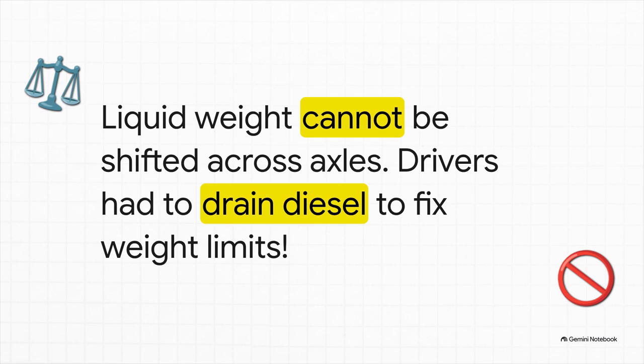In the past, when strict weigh station inspectors would flag a liquid bulk truck for being just a few pounds over on one specific axle, the drivers actually had to manually pump out their own heavy diesel fuel and give it away just to rebalance the vehicle's total weight profile. Generic AI is completely blind to this.